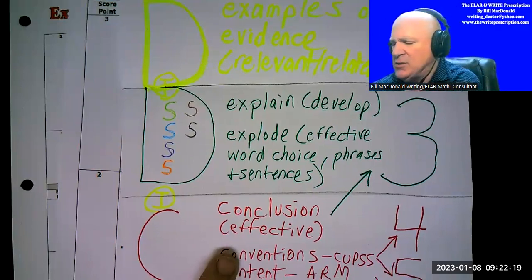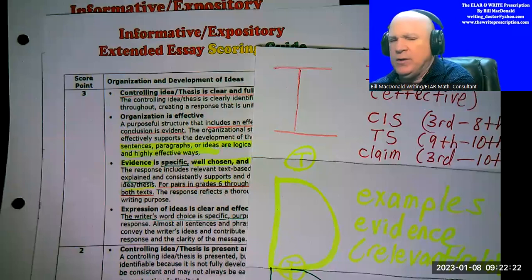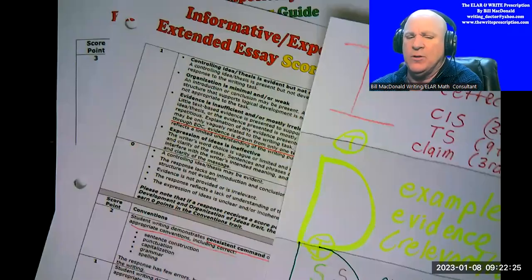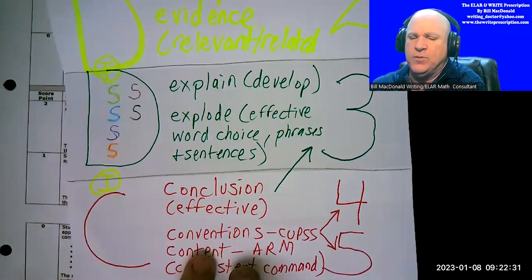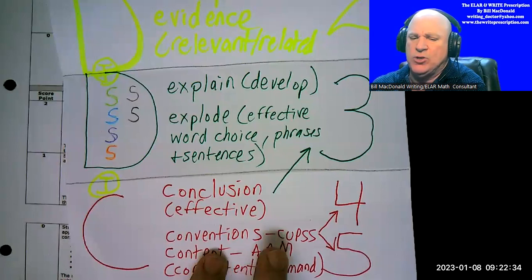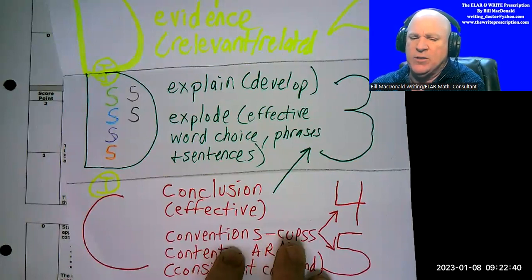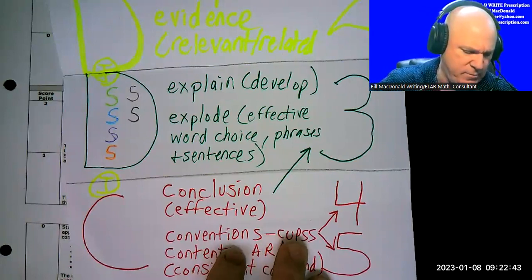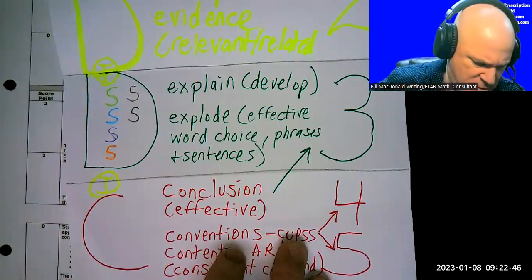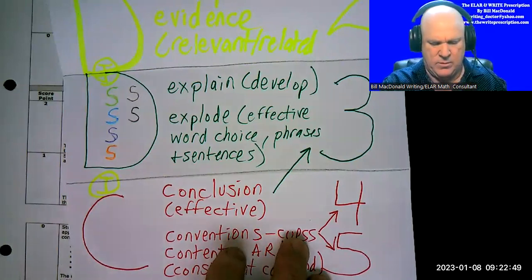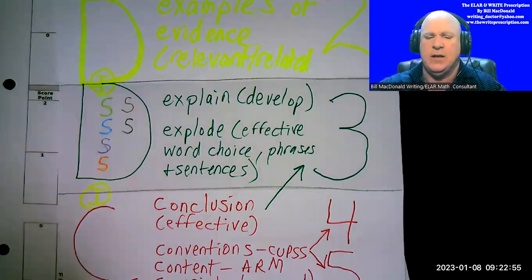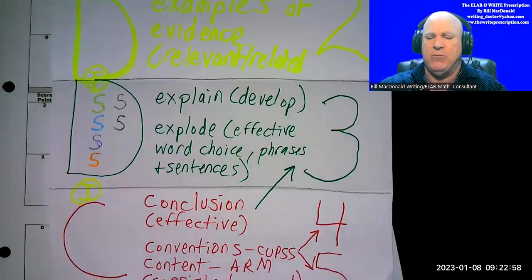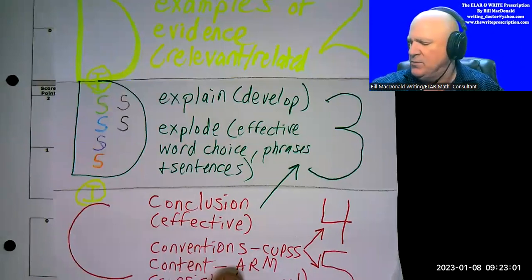So that last 2 points that you can earn, the way to get the 4 or the 5 is the conventions, improving the grammar with CUPS: capitalization, usage, punctuation, spelling, and sentence boundaries. In other words, check for run-ons and fragments. There's my 1-minute warning. Turn that off so that's not annoying for you. And check for content before you turn it in by adding, removing, replacing, or moving things.